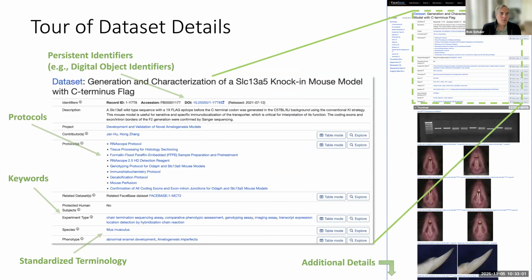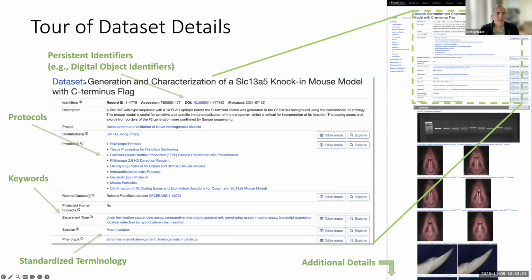Now, when you get to an actual data set, on the right-hand side is a listing of part of a web page from a data set. They tend to be fairly long because we like to list all the information out in one place, so you can just scroll down and find it.